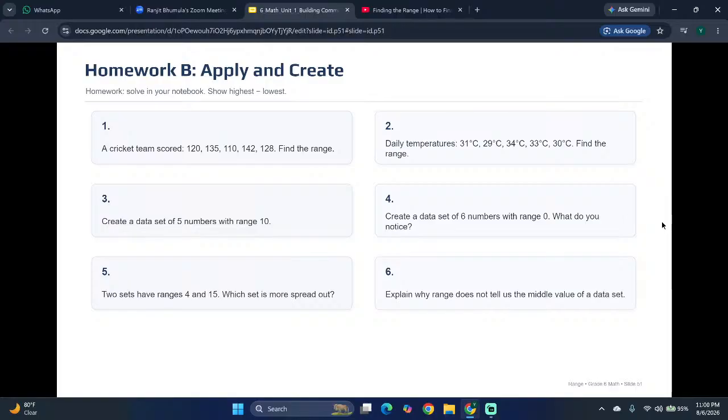Number 3, create a data set of 5 numbers with a range of 10. Number 4, create a data set of numbers with range 0. What do you notice? Number 5, two sets have ranges 4 and 15. Which set is more spread out? Number 6, explain why range does not tell us the middle value of the data set.